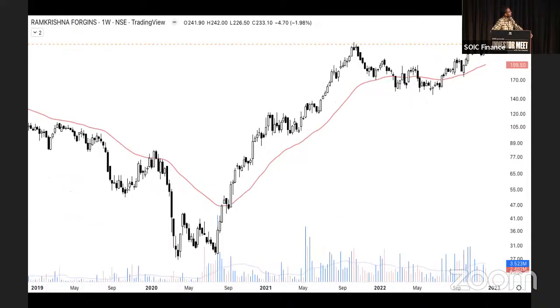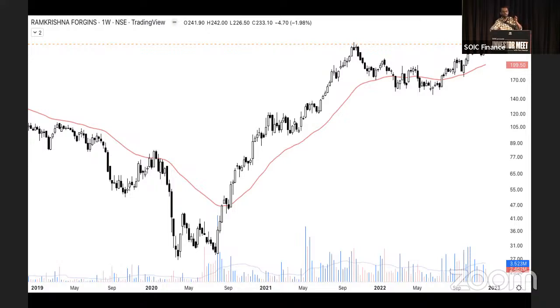It has not given a breakout yet. Ramakrishna Forging is one chart I am tracking. Look at the volume in here. But the problem is that the price is not strongly closing. So if it breaches, I will buy. If it doesn't, then I don't have any love for any name.